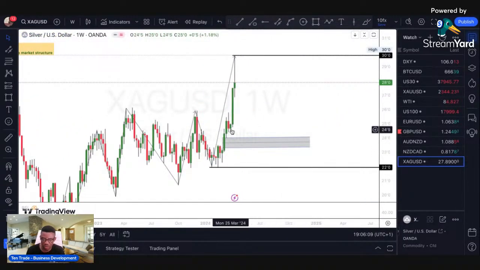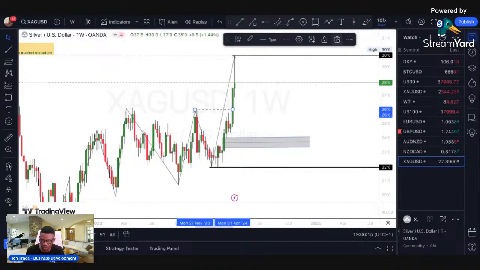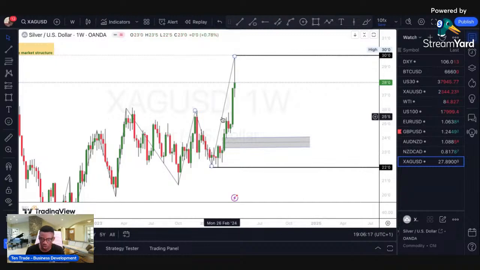No other imbalance. We have another block here that broke this structure, but we're not interested in this for the higher time frame right now. We're just trying to keep it simple. We identify the market direction is bullish. So we want to be on the side of the market direction, bullish.